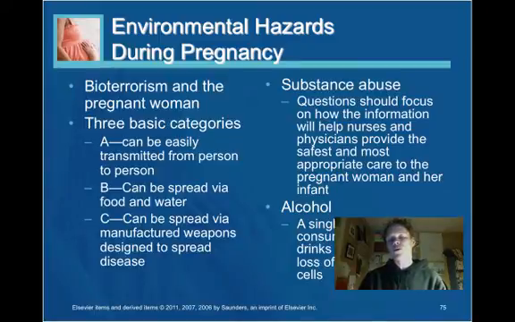I think one of the important things to think about when you're dealing with these types of issues, substance abuse, drug abuse, is to ask the patient about these behaviors in as non-judgmental a way as possible. This is not a court, and you're not a judge. You're not going to impose any sort of penalty. You need to get this information so that you can provide the most appropriate care for the woman and the fetus.